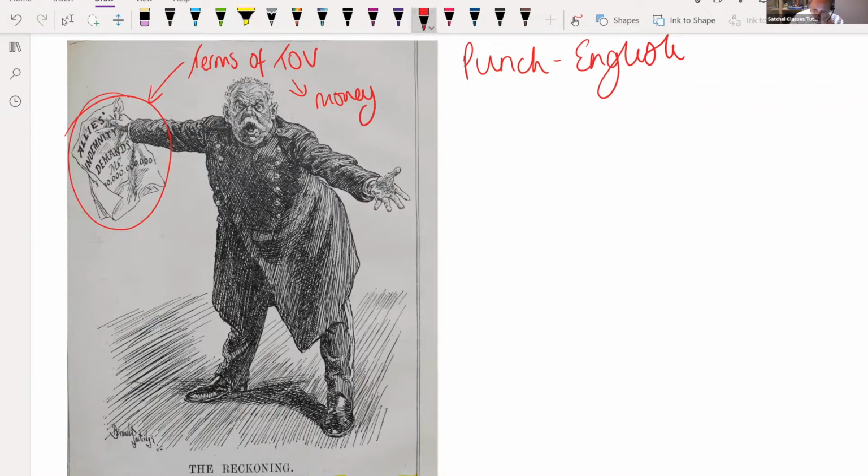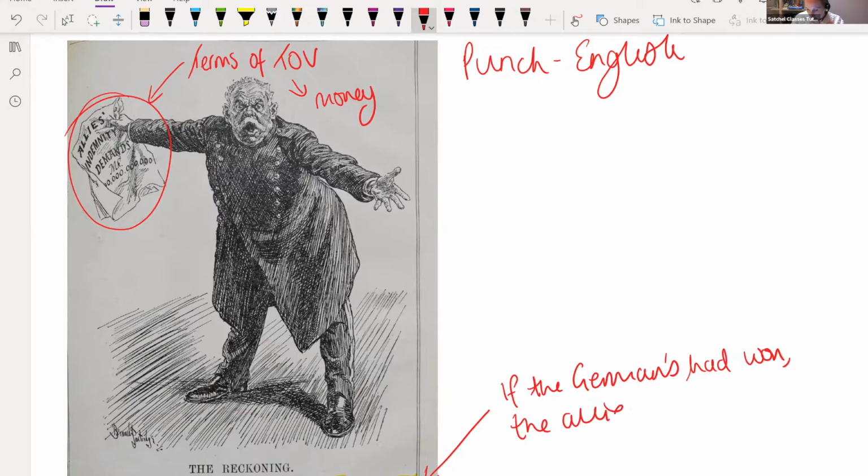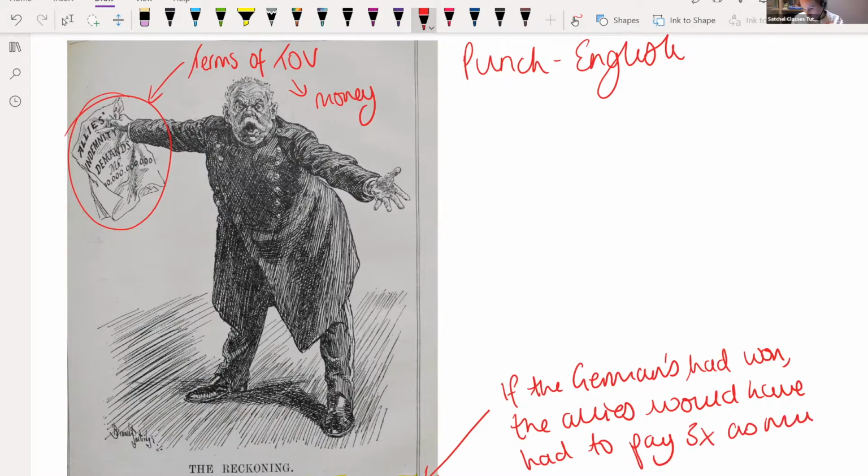Okay, so what it's saying is, if the Germans had won, the Allies would have had to pay 3 times as much. Okay, so that's what it's saying. And what you would need to do in a question about this is think about, well, is that true? Is there anything that you can think of to back that up?